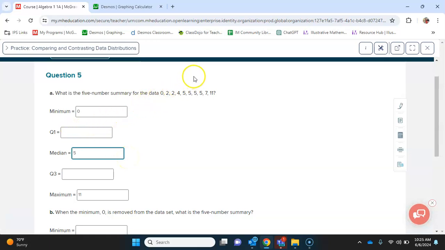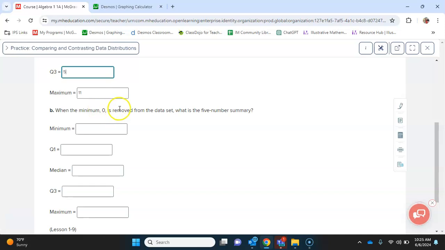Now let's find the lower quartile and the upper quartile. So we have to count 3 numbers from left to right and right to left. So 1, 2, 3. Lower quartile is 2. 1, 2, 3. Upper quartile is apparently 5.